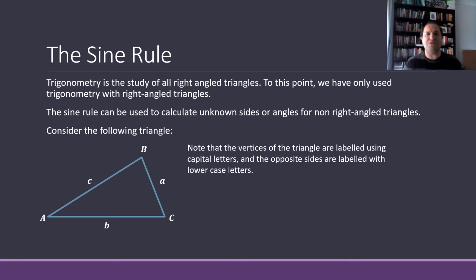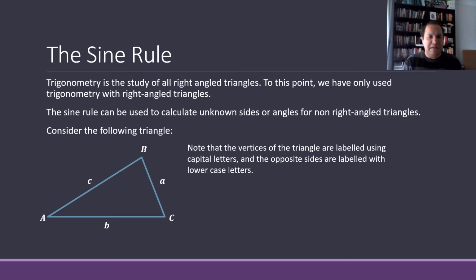Right, so broadly speaking, trigonometry is not just the study of right angle triangles, but all types of triangles. To this point, we've only really been using trigonometry for right angled triangles. Now the sine rule that we're learning about here can be used to calculate unknown sides or angles for non-right angled triangles, really broadening our understanding of trigonometry so we don't need to keep using right angled triangles the whole time. We can now start to use trigonometry on non-right angled triangles too.